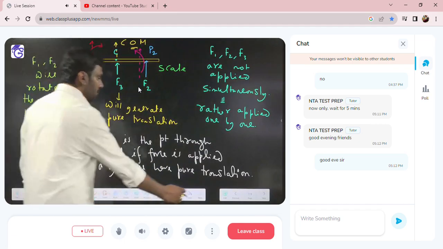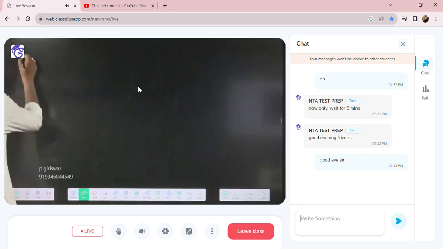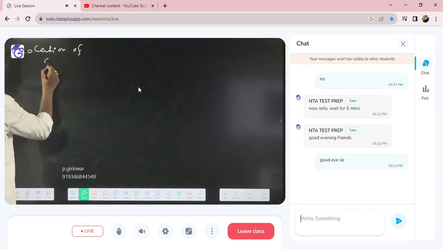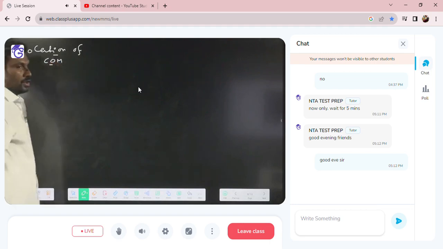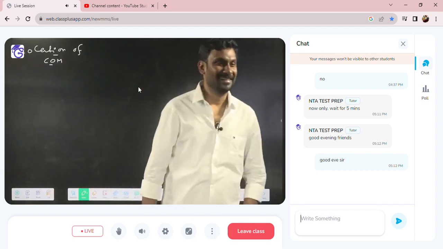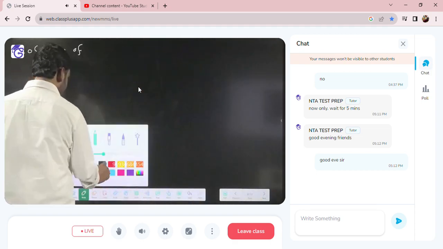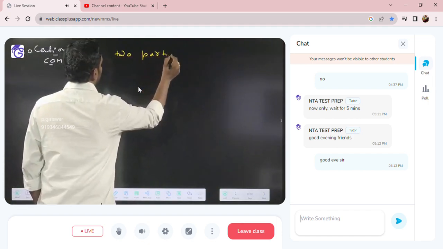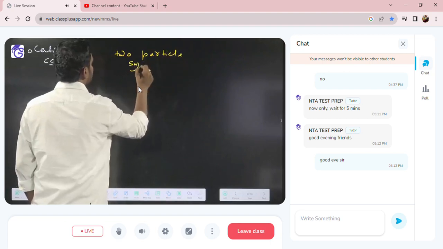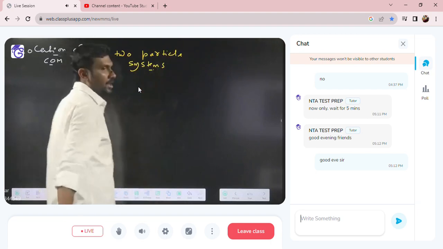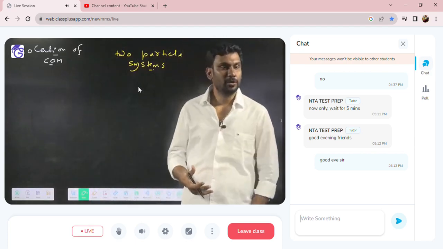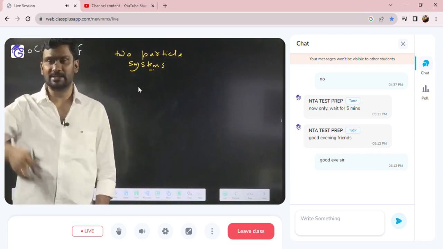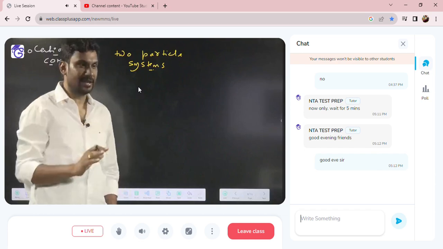So next, we will move on to how to figure out the location of center of mass. So next topic, we will learn the location of center of mass. First, we will do it for two particle systems. When we understand the two particle system, then we will gradually grow it to an n particle system, 3, 4, 5, we can do anything. So let us first understand the two particle system.